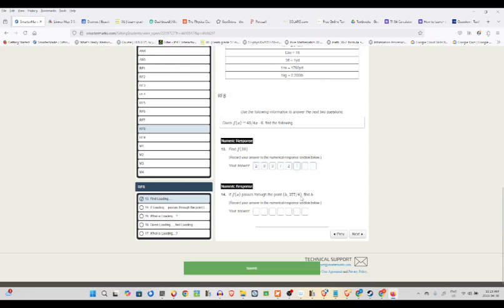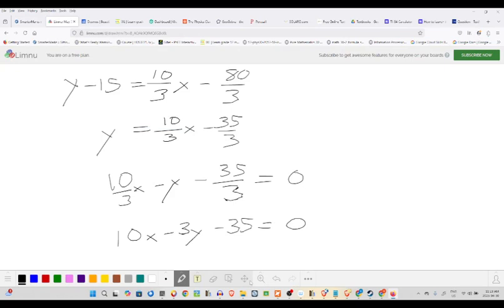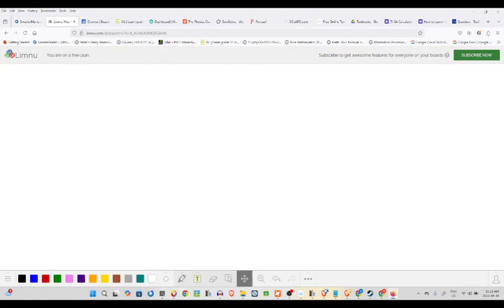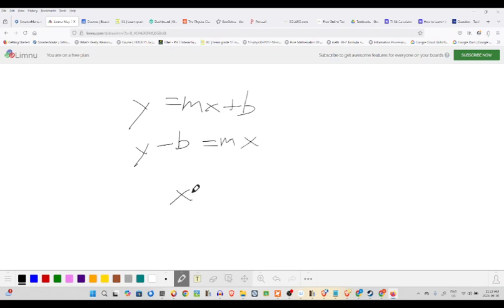And the next one, we're given the y value. We have to find our x. Well, y equals mx plus b. y minus b equals m times x. Dividing both sides by m, y minus b over m gives us our x value.